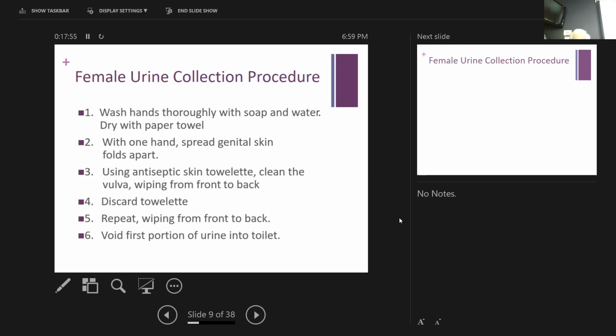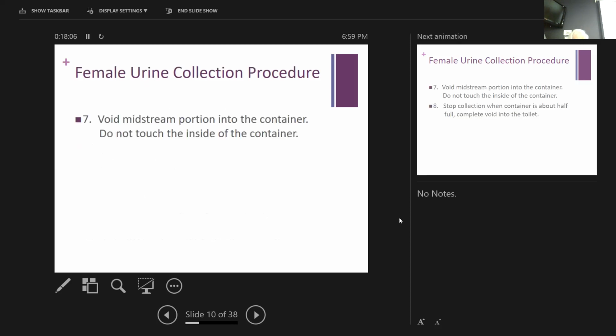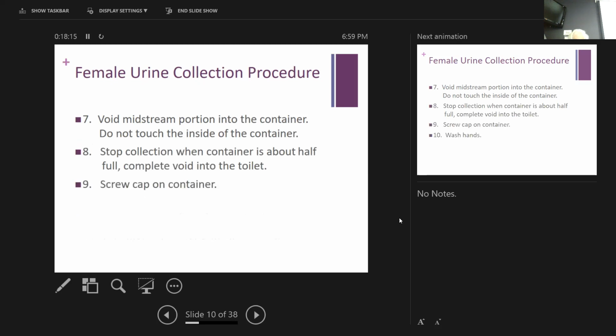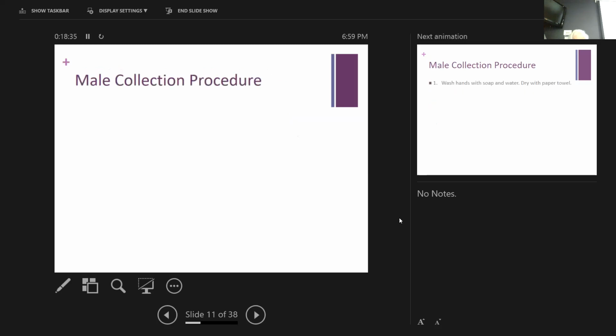So again, you discard that first portion. Unless this is a 24-hour collection, you discard that. You avoid the first portion of the urine into the toilet, and then collect your specimen from midstream. And it says to stop when you're about half full. I usually say about three-quarters. It's never inappropriate to have a little extra. Then cover it for sure, always, and then wash your hands again.